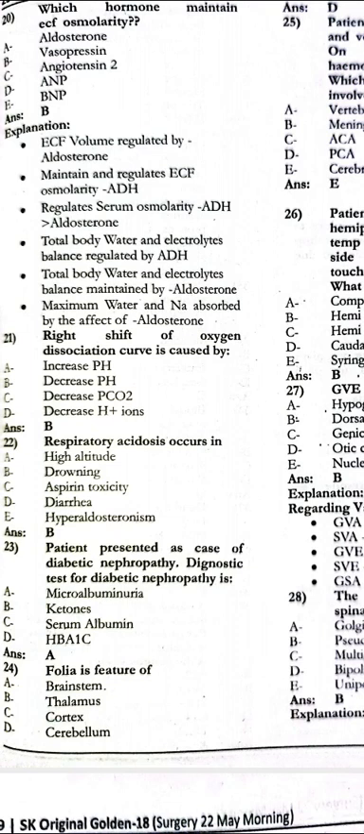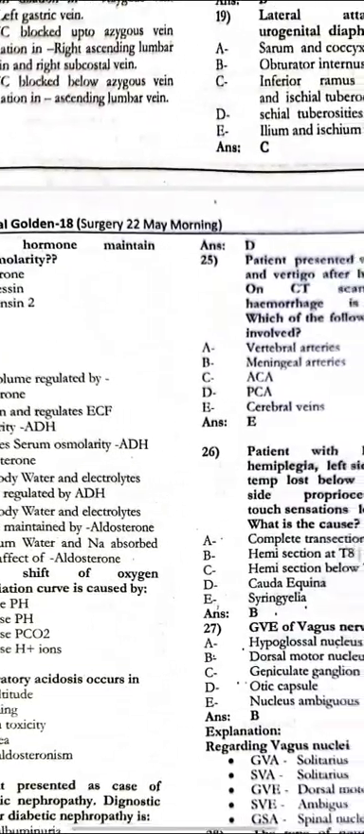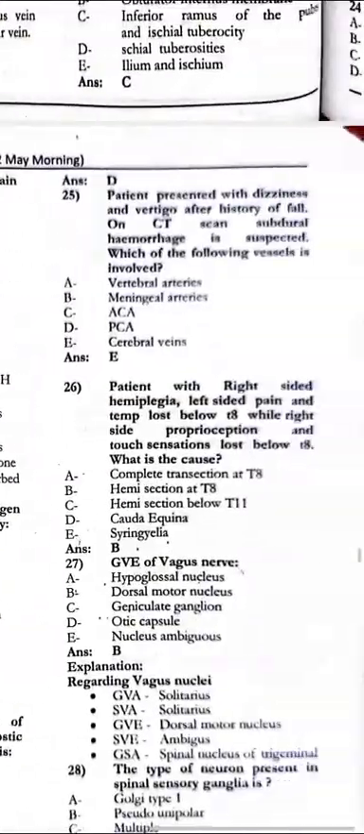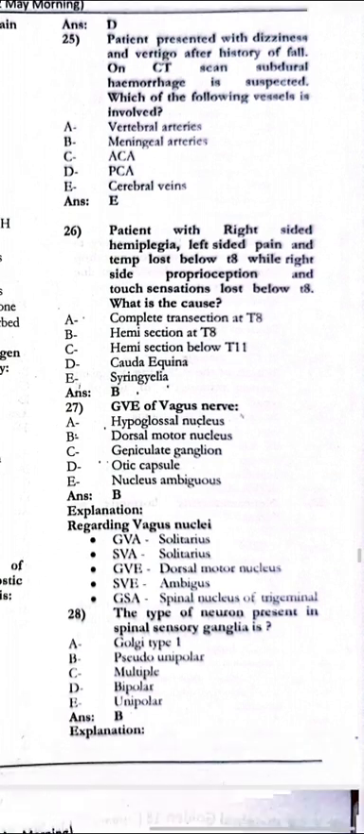Respiratory acidosis occurs in drowning. The patient presented with a case of diabetic nephropathy. The diagnostic test for diabetic nephropathy would be microalbuminuria. Next, dysdiadochokinesia is a feature of the cerebellum. Next, the patient presented with dizziness and vertigo after a history of fall. On CT scan, a subdural hemorrhage is suspected. Which vessel is involved? That is the cerebral veins.